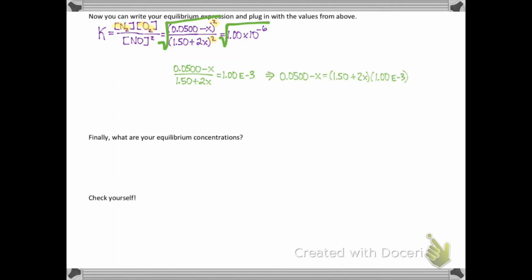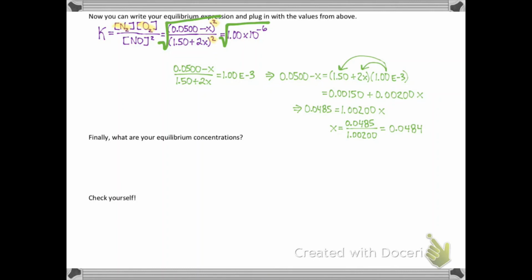So first we multiply both sides by 1.5 plus 2X to get it out of the denominator. And then we can distribute the 1 times 10 to the negative third to both of the things in parentheses. Next we need to combine like terms, so the terms with the X's together and the terms without the X's together. And then finally divide to solve for X. Yum, algebra! So you may be thinking, woo, I'm finally done.